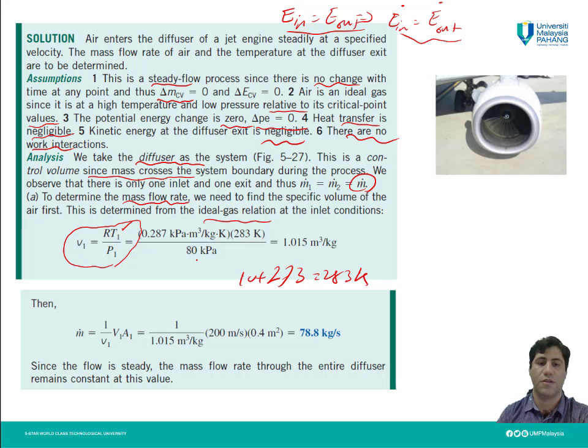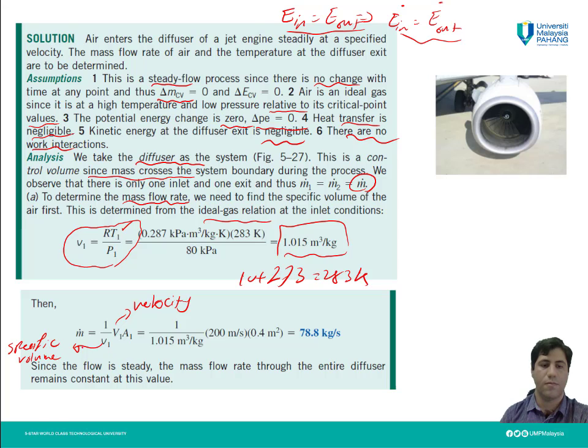Then if we do this calculation, we will find the specific volume of the air at the entrance of the diffuser, which is 1.015 meter cubed per kilogram. This is the specific volume of the air at the entrance of the diffuser. Then m dot will be equal to 1 divided by V1, V1 specific volume, times capital V, which is the velocity of the air at the entrance, times A, which is the cross-section area of the entrance of the diffuser.